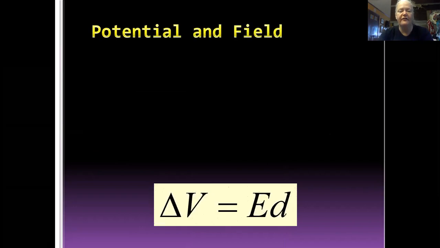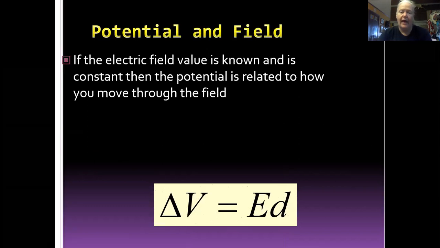Okay, so if we know that the field is constant, you can find the potential by knowing how far you move through the field. So if you know the field is constant and you know the distance you've traveled, or the displacement you've traveled through the field, I should say displacement, it's not the distance, then you simply multiply those two together and that gives you the potential difference between the 2 points that you're interested in. It won't tell you the individual values, but it will tell you the change.